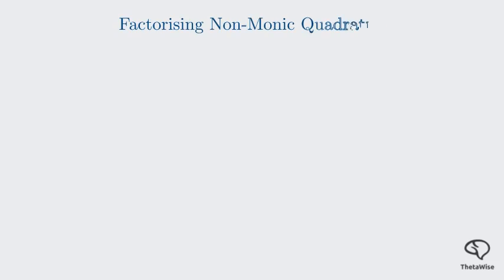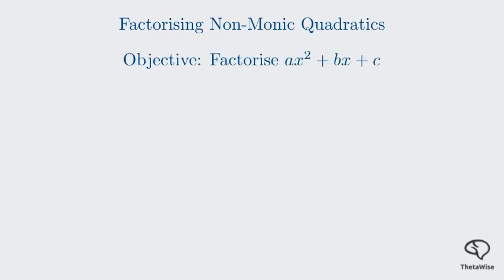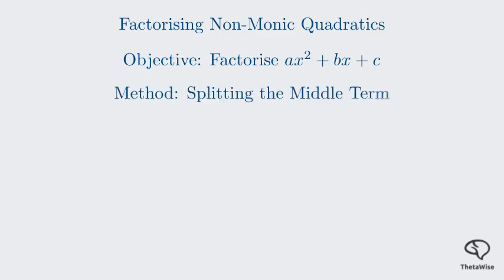Welcome to this lesson on factorizing non-monic quadratics. By the end of this session, you'll be able to factorize quadratic expressions where the coefficient of the squared term is greater than 1, a key skill for your IGCSE exams. Our goal today is to master the splitting the middle term method for quadratics of the form ax squared plus bx plus c. A non-monic quadratic simply means the number in front of the x squared is not 1, that is, a is not equal to 1.